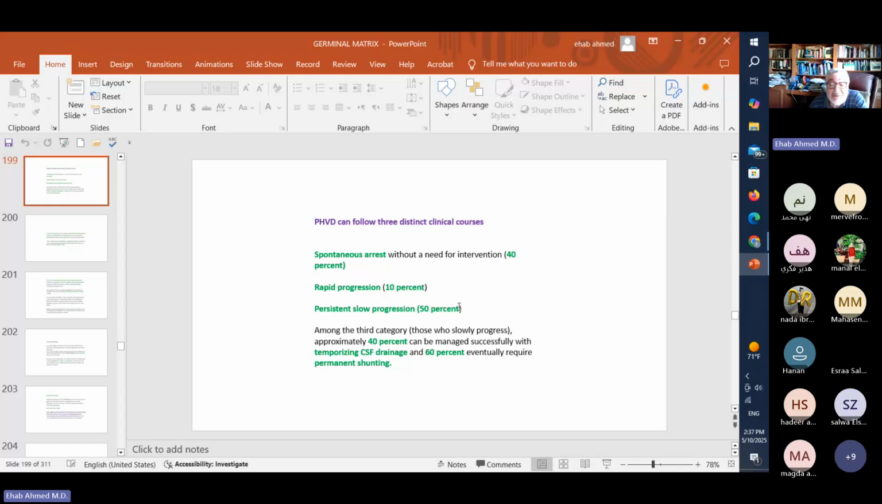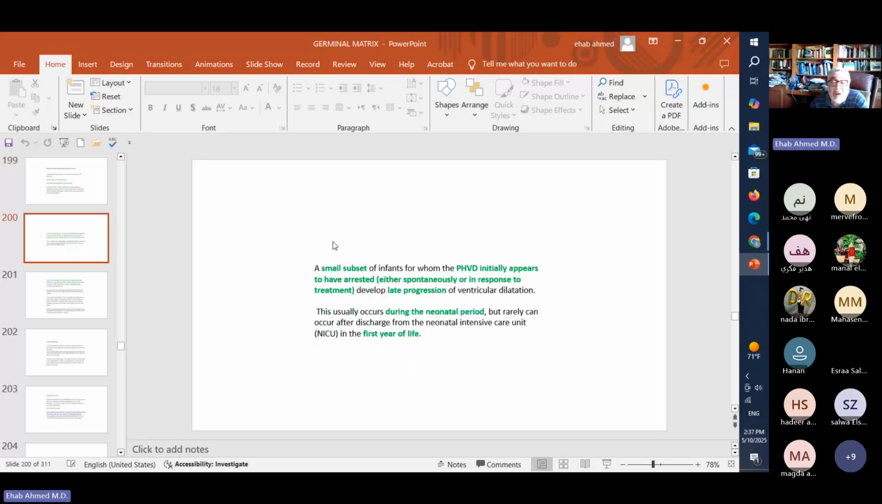Okay, this is what happens for PHVD. However, a small subset of PHVD initially appears to have arrested spontaneously or in response to treatment, and then will progress later to ventricular dilatation. So you have to be careful. Even if the baby regresses, you have to keep following up this baby with serial ultrasound and maybe with MRI.